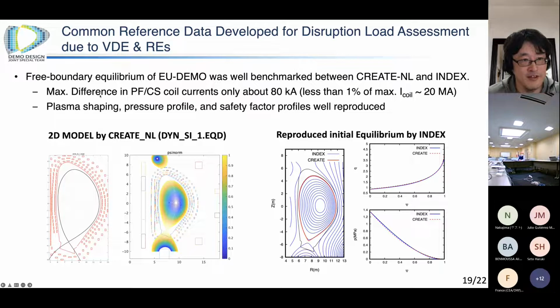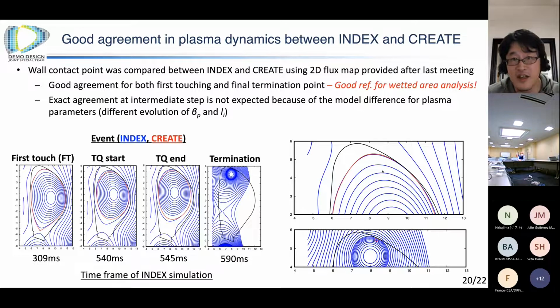And the maximum difference in the PF coil is only about 80 kiloampere. This is less than 1% of the maximum coil current carried by one PF coil. And you can see the plasma shaping, pressure profile, and the safety factor profiles are very well reproduced. And using this initial equilibrium, we have compared the simulation of the VDE in the EU demo for some specific scenario proposed by the EU colleague.